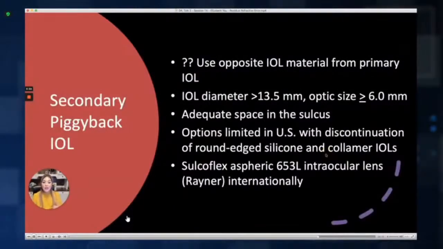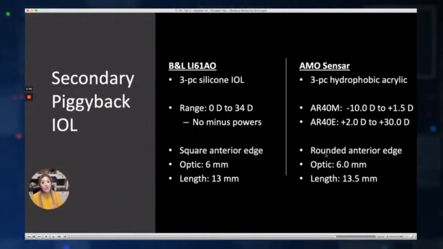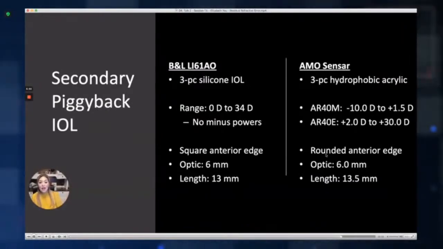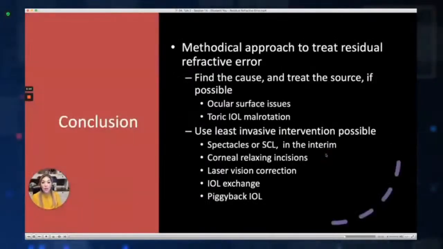And for a secondary piggyback lens, considerations would be maybe using an optic material that is opposite of the primary lens implant. And of course, a square edge lens is going to be less preferred to a more rounded optic anterior edge due to iris chafing potential. And in the US, we do have limited options available, but the Sensar lens is a hydrophobic acrylic that does give us the ability domestically in the US to treat both myopic as well as hyperopic refractive errors.